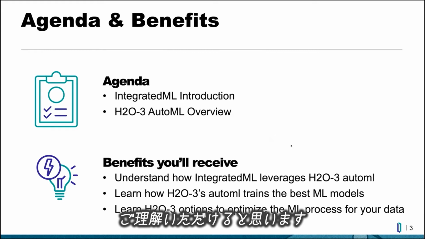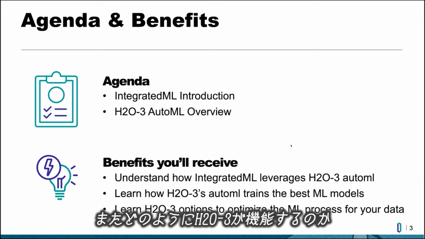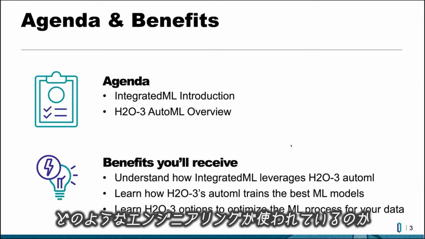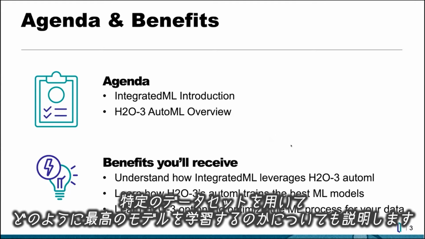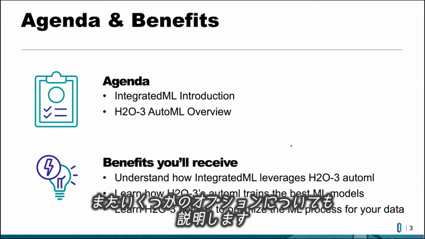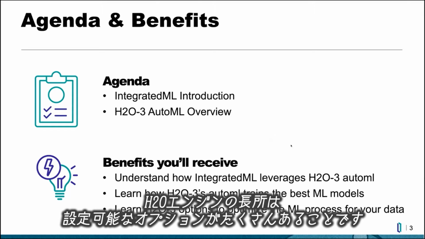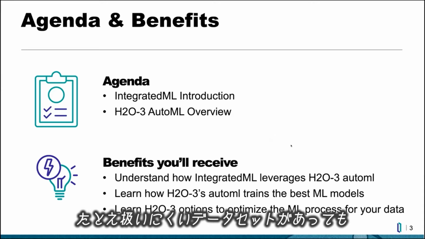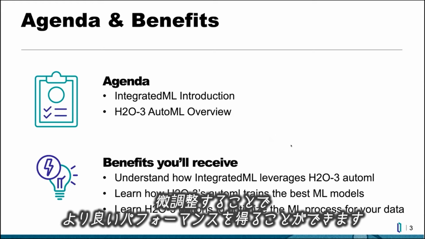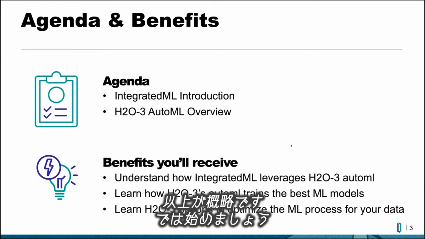integrated ML leverages H2O, how H2O works and what kinds of engineering is under the hood with that system, and how it arrives at the best models that you can get given a certain data set. And then also you should be able to use some of the options. One of the great things about the H2O engine is that it has a lot of configurable options, so that if you have some tricky data set, you might get some better performance by tweaking some things. So that's about the extent of it.